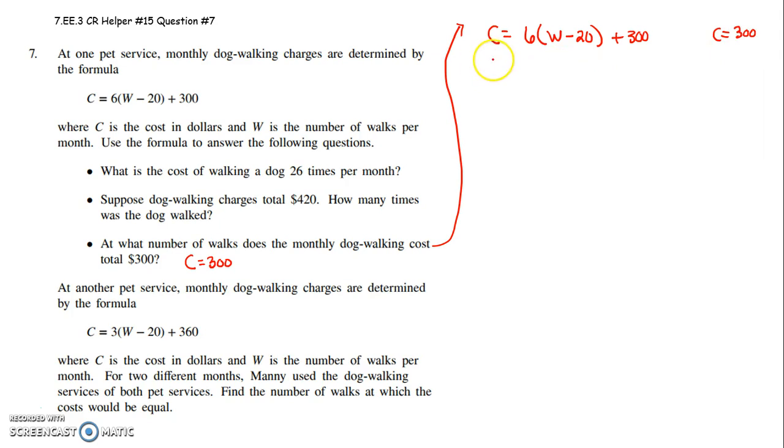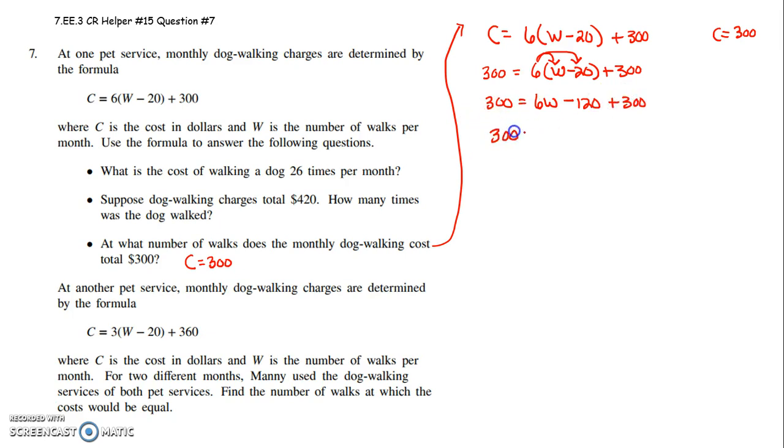I have to tell you, there's a certain way I'd go about this problem, but I'm going to show you just systematically how you can do it if you're not sure what this is asking. So you just substitute 300 in place of C in C equals 6 times the quantity W minus 20 plus 300. And again, anytime you solve an equation, you can go ahead and distribute through. So this is 300 equals 6W minus 120 plus 300.